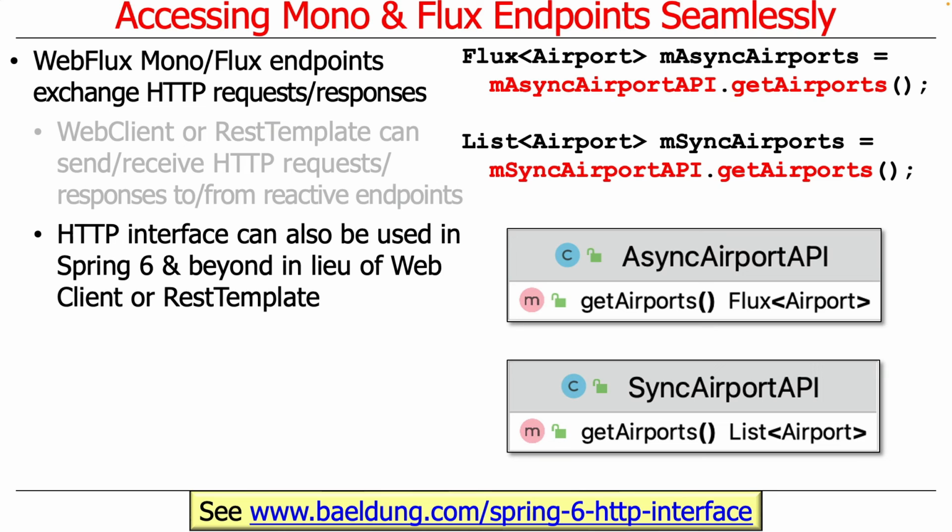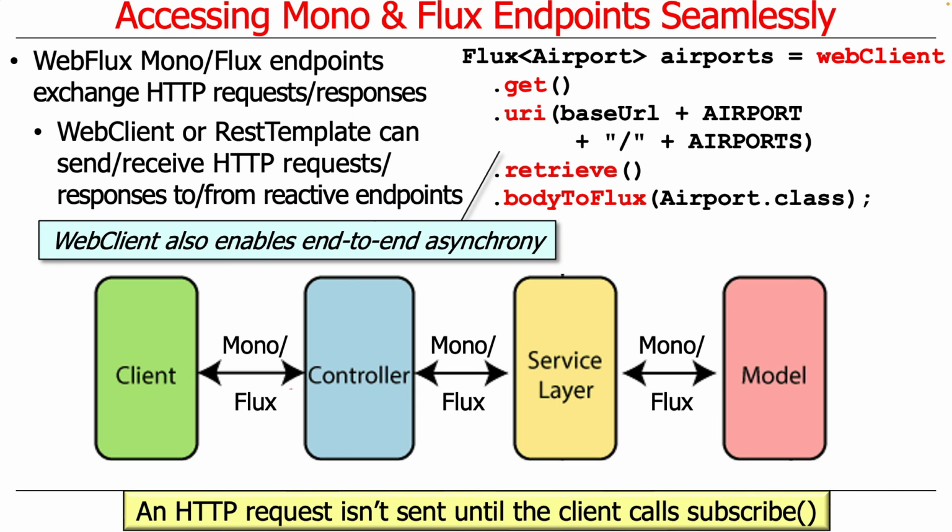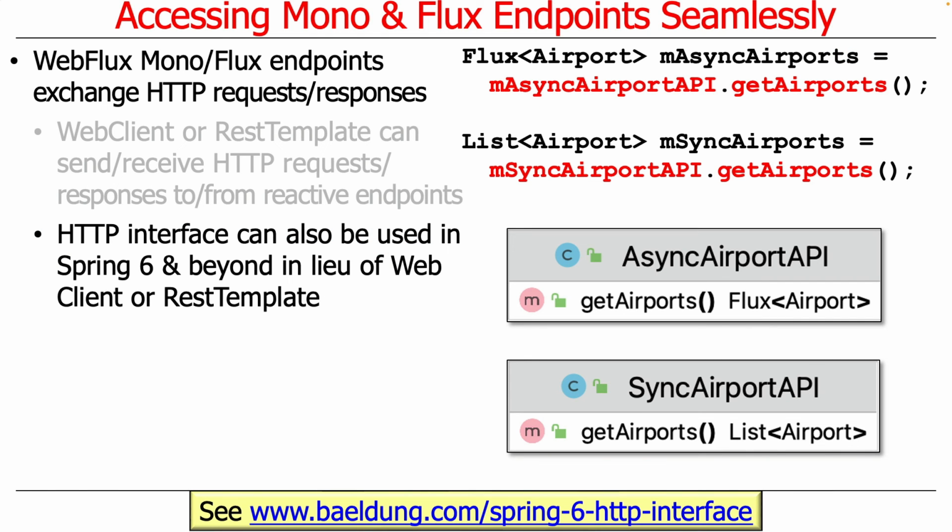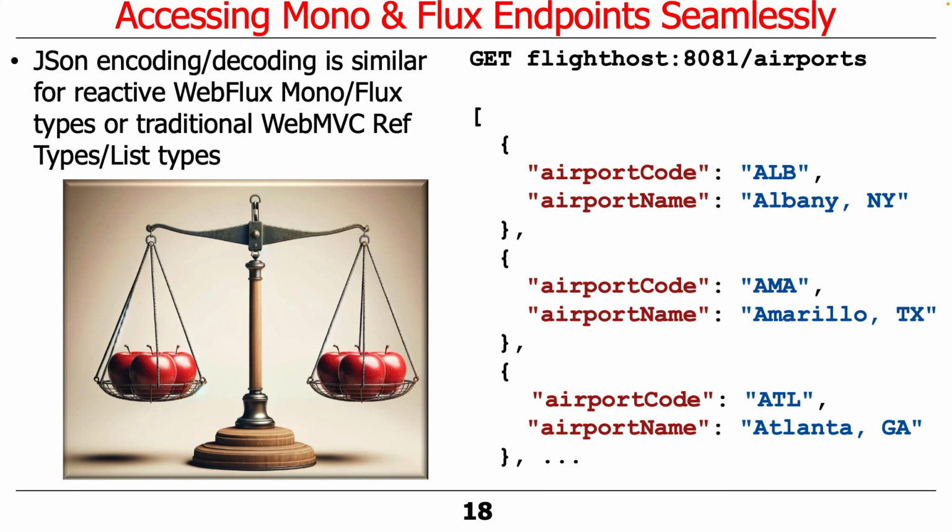You can also use the HTTP interface in Spring 6 and beyond in lieu of using WebClient or REST template, which is even better. So you don't actually have to write the code that looks like this. This is the part that's the WebClient get URI retrieve body to flux and so on. You don't have to write any of that. You can simply use Spring 6's and beyond's HTTP client interface mechanisms, and it'll automatically generate all the things that you need in order to do this. So that's super cool.